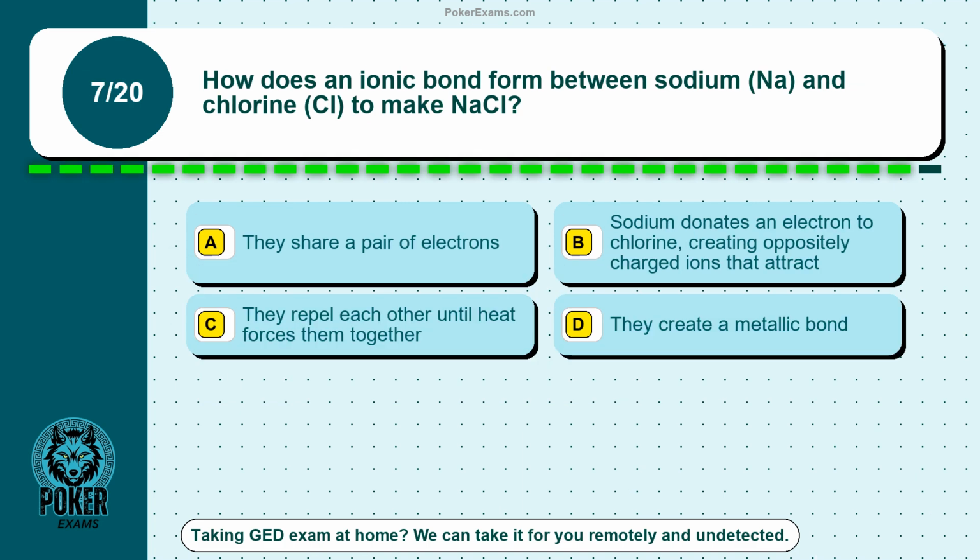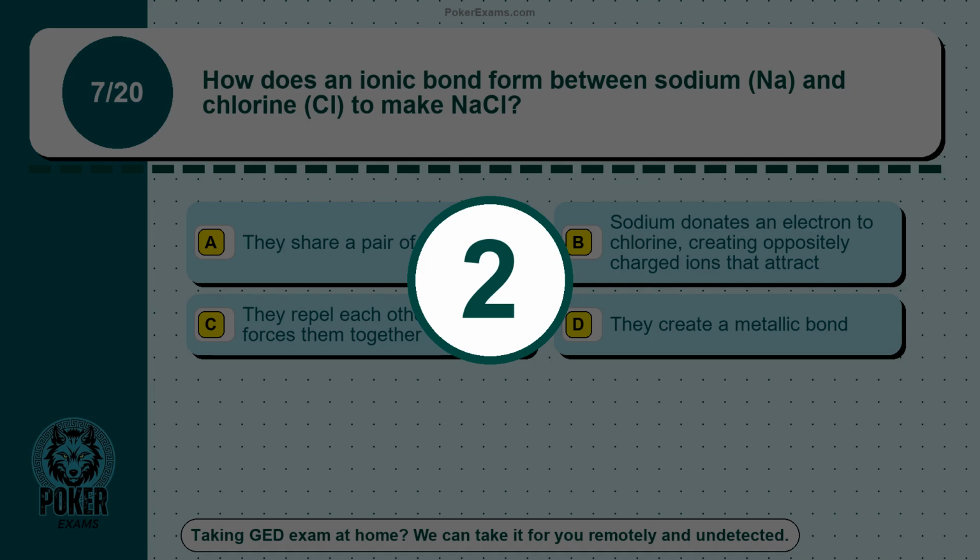Question 7. How does an ionic bond form between sodium, Na, and chlorine, Cl, to make NaCl? Option A. They share a pair of electrons. Option B, sodium donates an electron to chlorine, creating oppositely charged ions that attract. Option C. They repel each other until heat forces them together. Option D. They create a metallic bond.